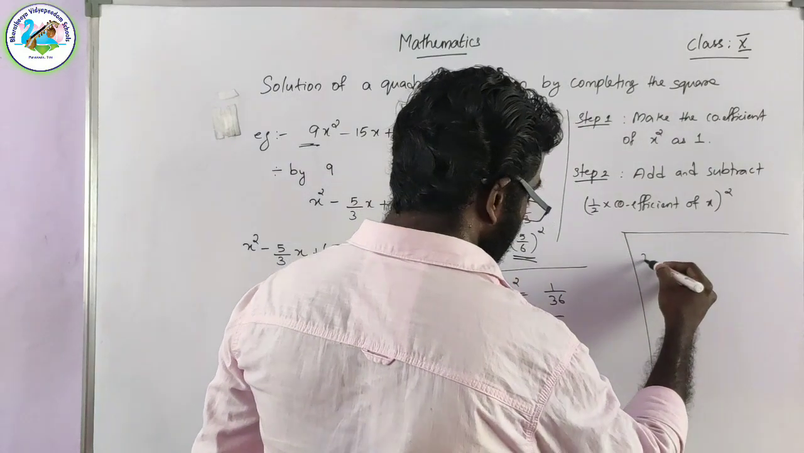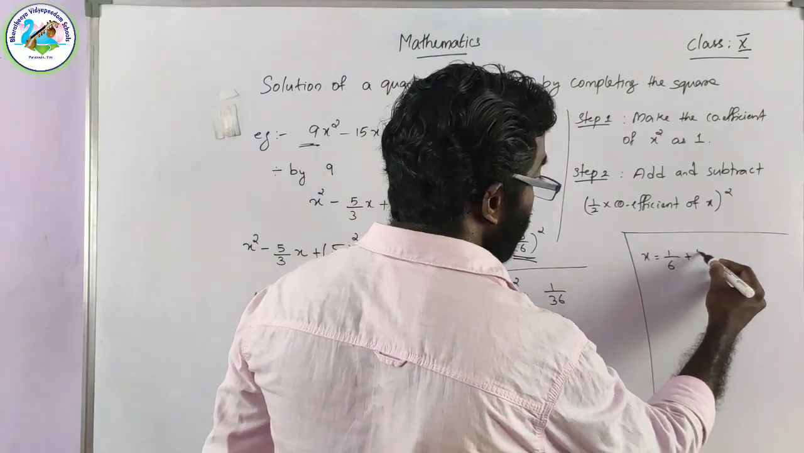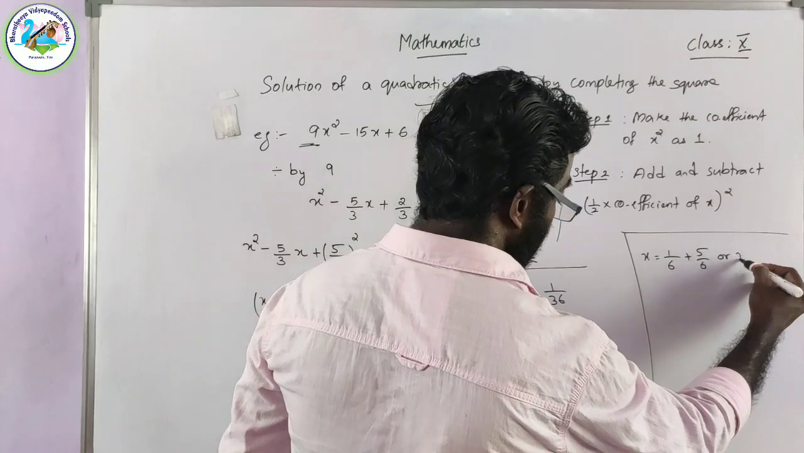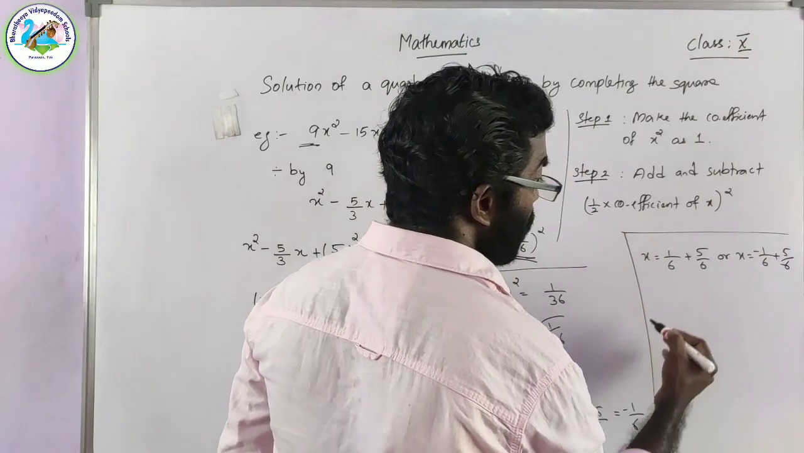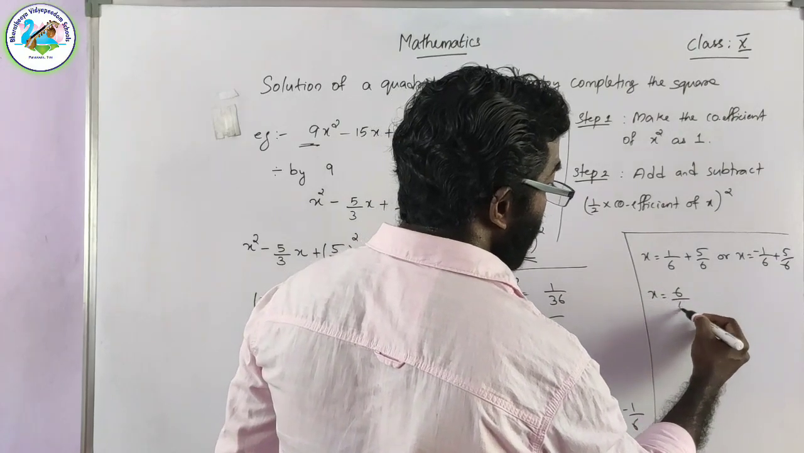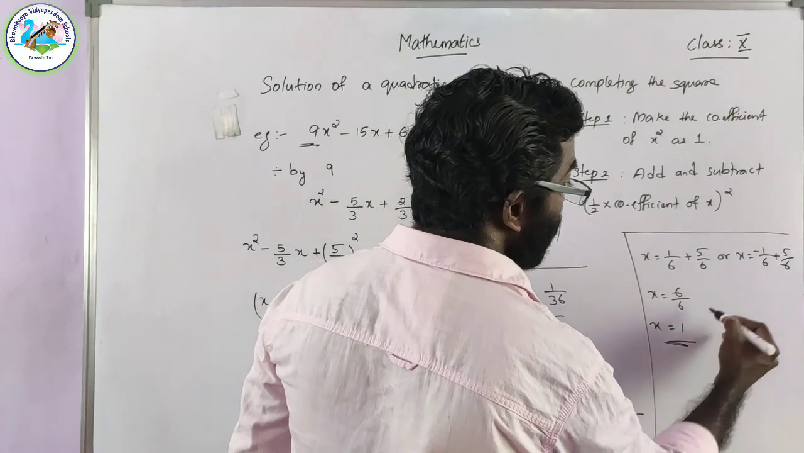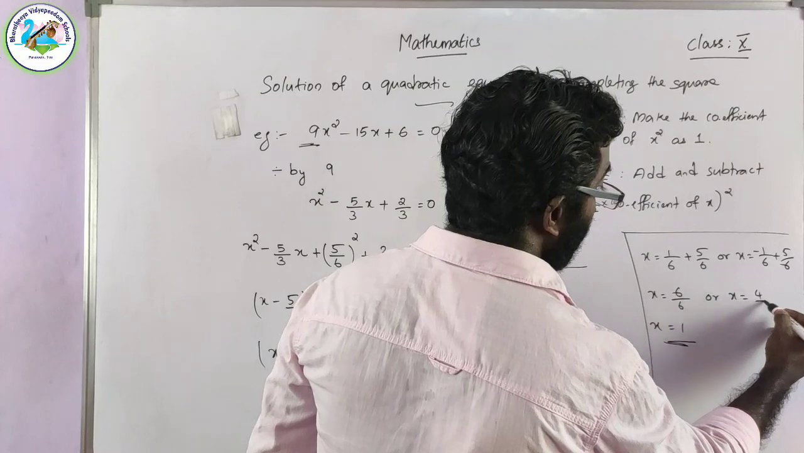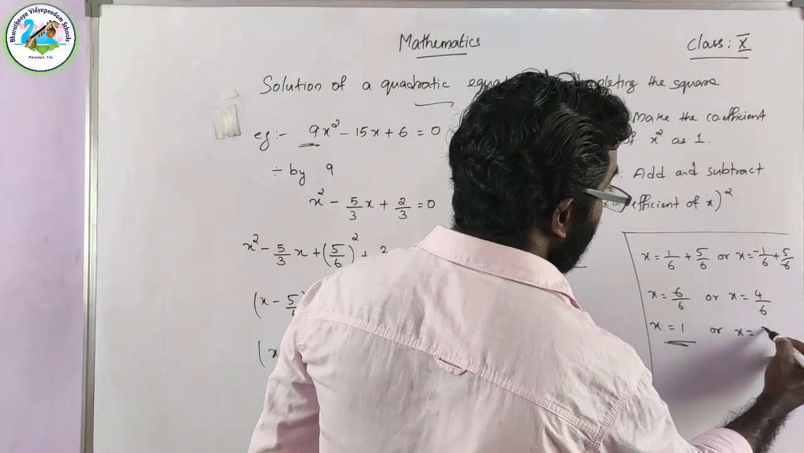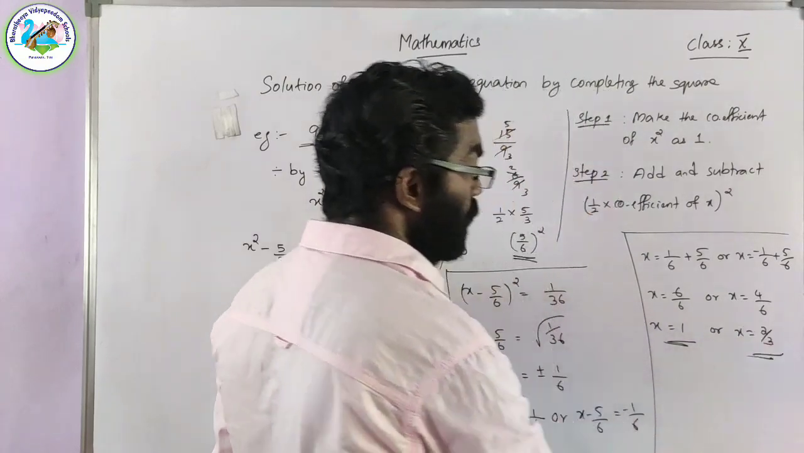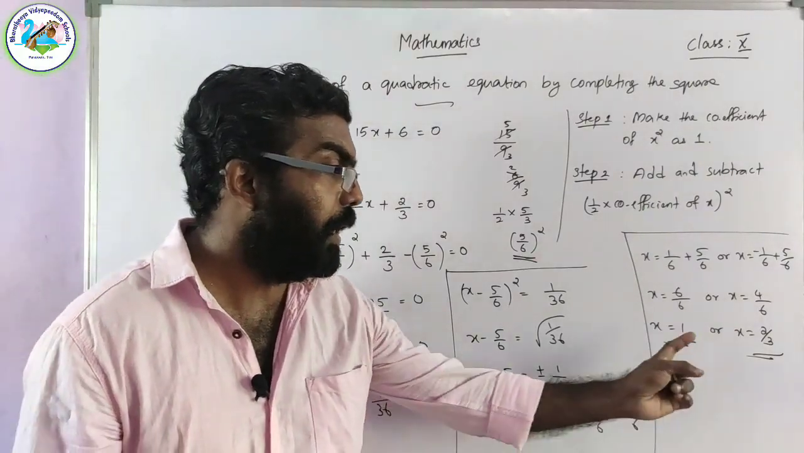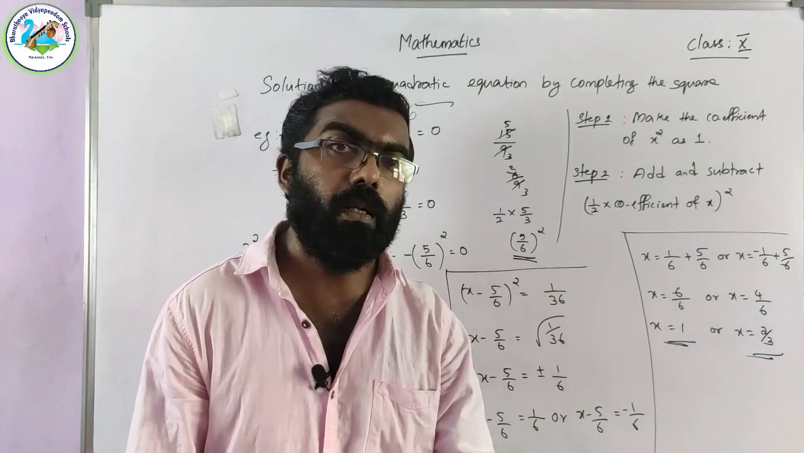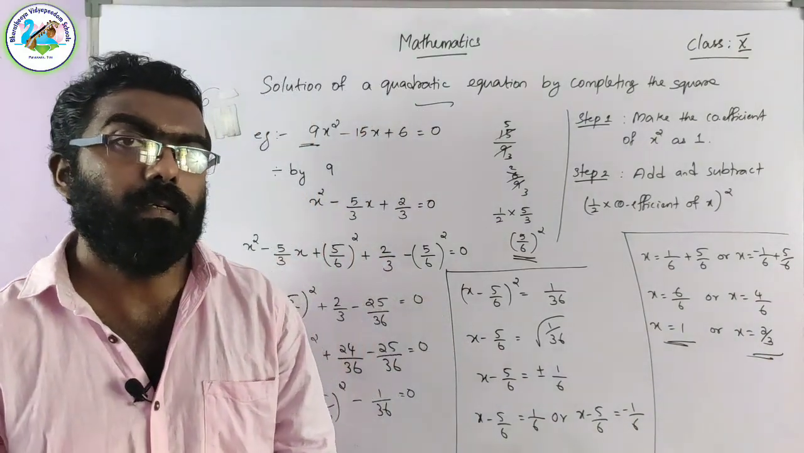That is x is equal to 1 by 6 plus 5 by 6, or x equal to minus 1 by 6 plus 5 by 6. That is x equal to 6 by 6, which gives 1, or x is equal to 4 by 6, that is x equal to 2 by 3. So the roots of the given quadratic equation are x equal to 1 and x equal to 2 by 3. Is it clear?